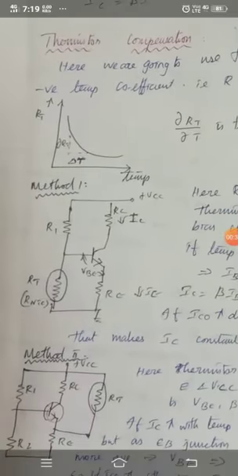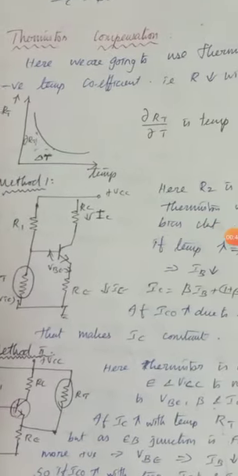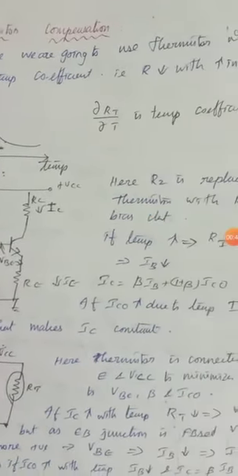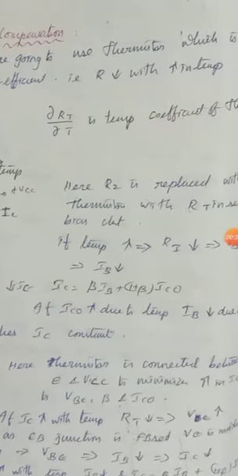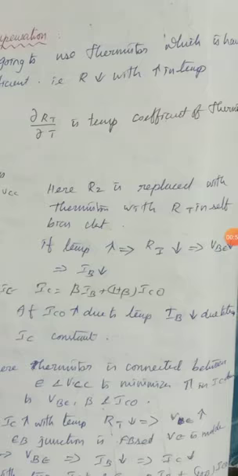In method 1, we are going to use the thermistor in the voltage divider circuit instead of R2. So by replacing R2 by RT, we have the following for an increase in temperature. Here R2 is replaced with the thermistor RT in the self bias circuit.